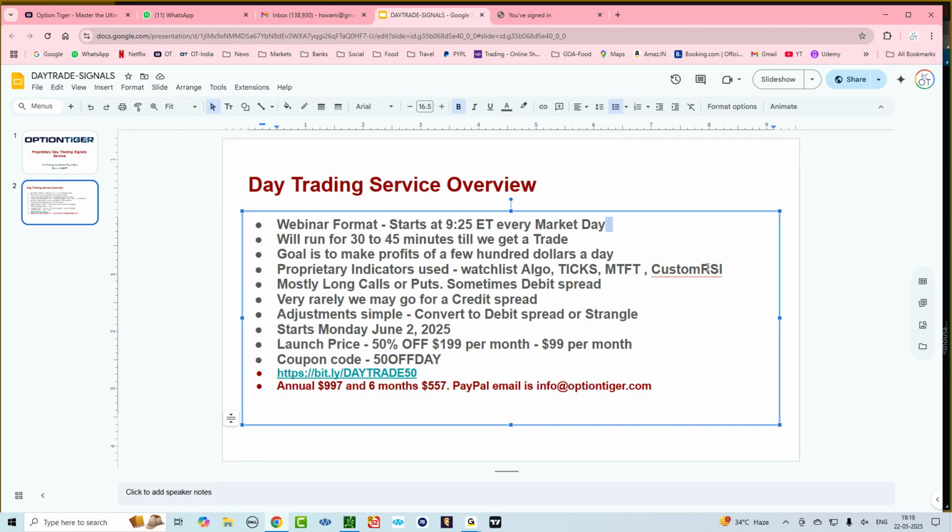So most of the time we'll take long calls or long puts, but sometimes, as I said, if it's an option like Netflix, we will have to go in for a debit spread. Very rarely we may go in for a credit spread also.